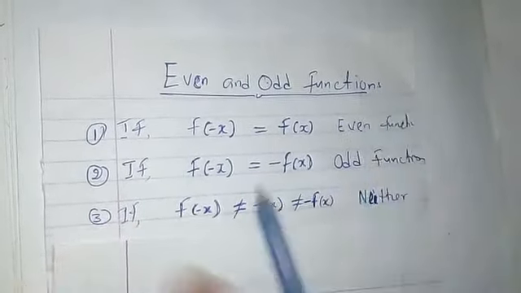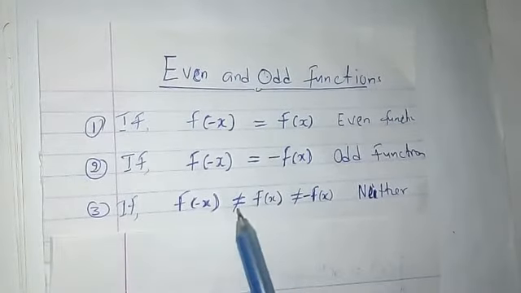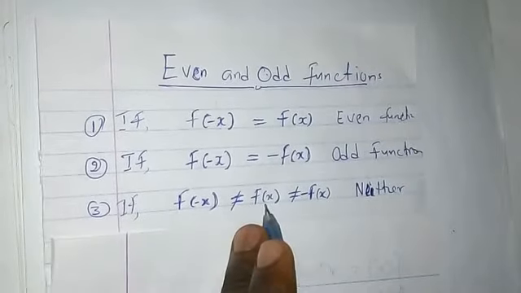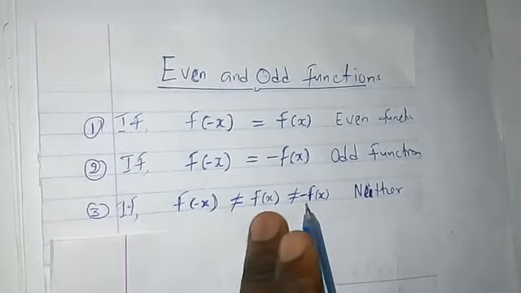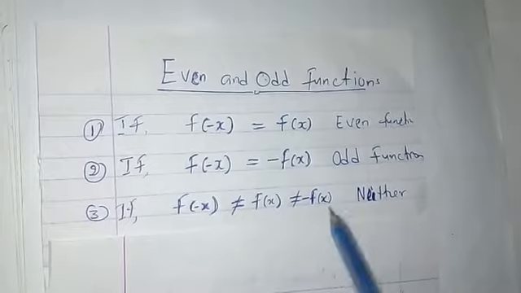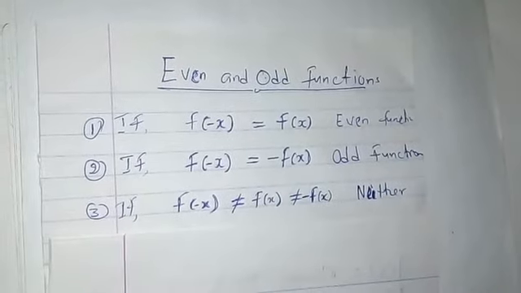And the third case is that if you substitute for minus x in the given function and it does not give you f of x, your function back, and it does not give you the negative of your function, minus f of x, then the function is neither odd nor even.